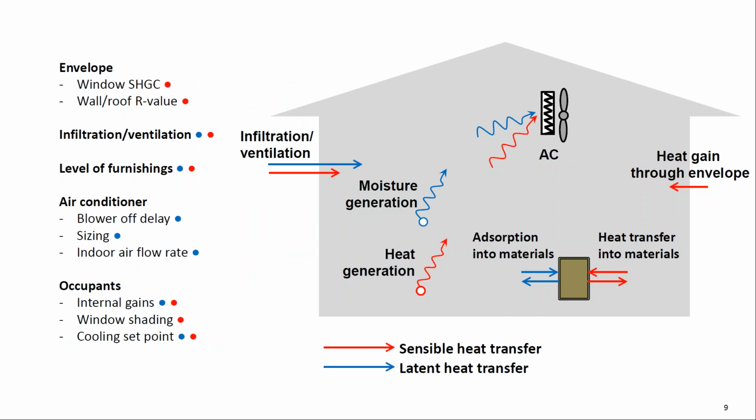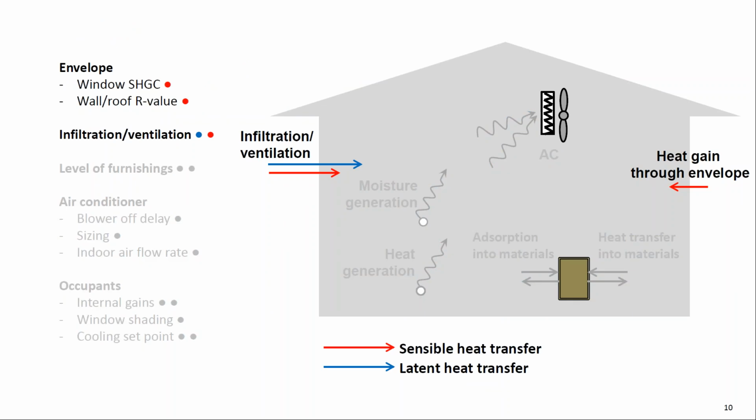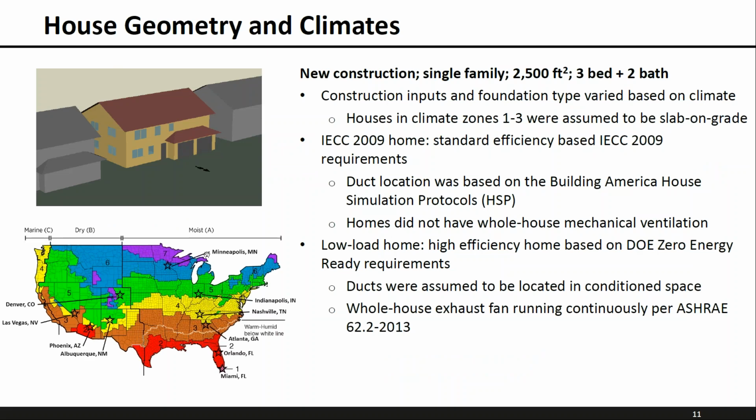So I'm going to bring up this diagram again, and we're going to use this diagram to kind of walk through the different aspects of the model. First, we're going to talk about the envelope assumptions and infiltration and ventilation. So our study used a single house geometry with a single family home, 2,500 square foot, 3-bed and 2-bath. And this was based on data collected from the US Census Bureau. And we're primarily interested in simulating new construction homes. So neighbors were included 15 feet to the left and right, which is fairly common for a new construction development.